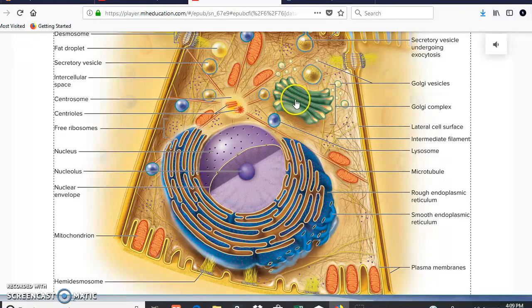Then you're going to see this green area. It's going to be the Golgi complex. You're going to have mitochondria right here. You're going to have microtubules, which are these lines, a smooth endoplasmic reticulum, a rough endoplasmic reticulum, centrioles, nucleus. Okay, and we're going to talk about those later on.